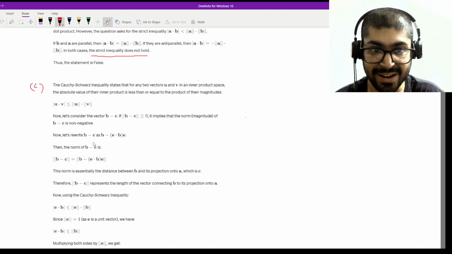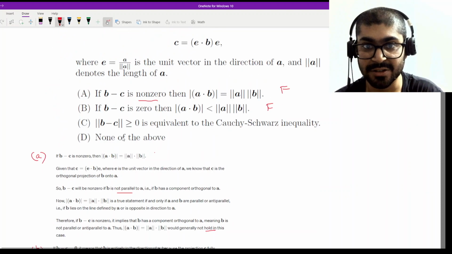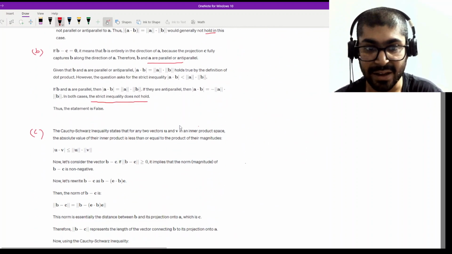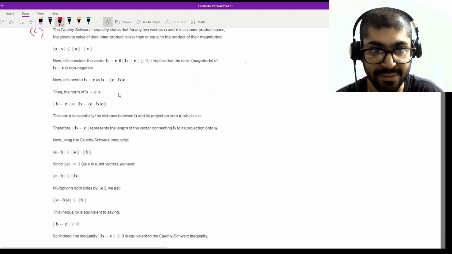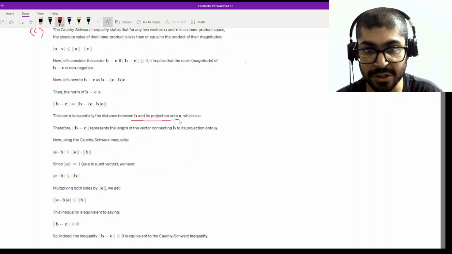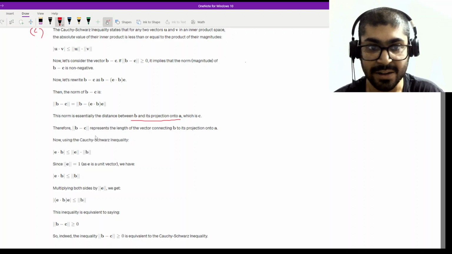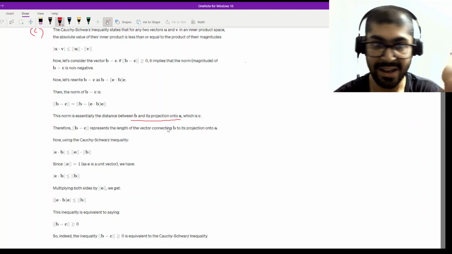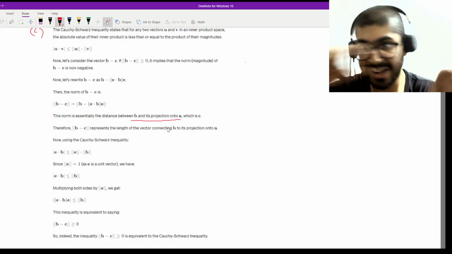So if I write b minus c as b minus (e dot b) times e, because that is the definition given here, and e is a unit vector, then the norm of b minus c would be the norm of b minus (e dot b) e, according to the definition that was given. This norm represents the distance between B and its projection onto A, which is C. Therefore, B minus C represents the length of the vector connecting B to its projection onto A. So vector B, projection onto vector A, and the norm of B minus C will indicate that distance.